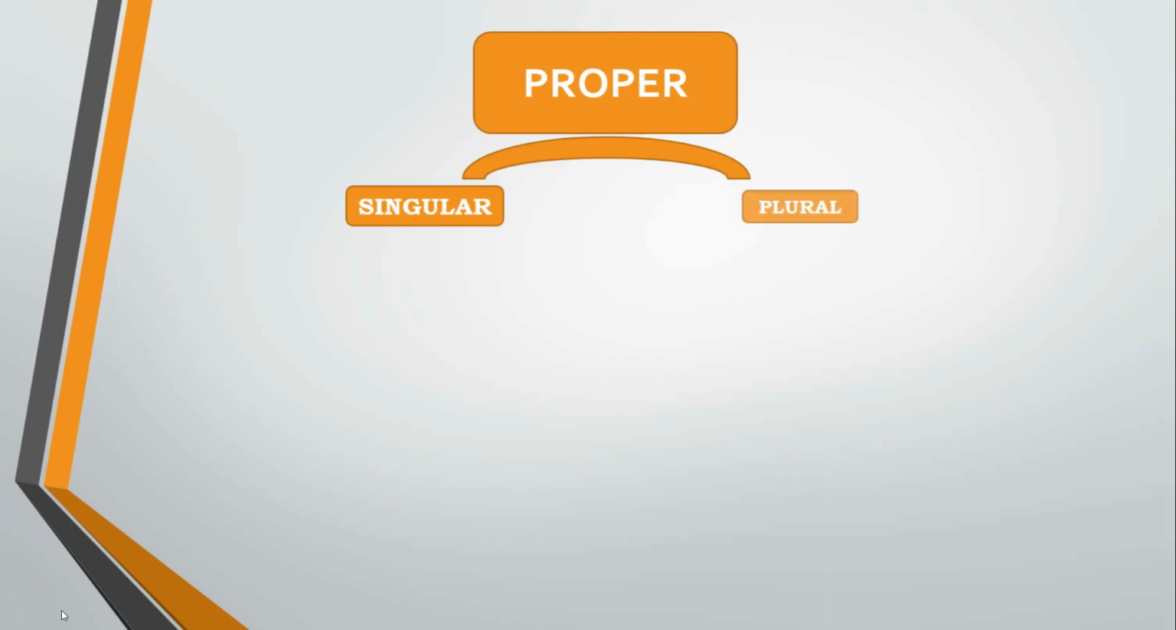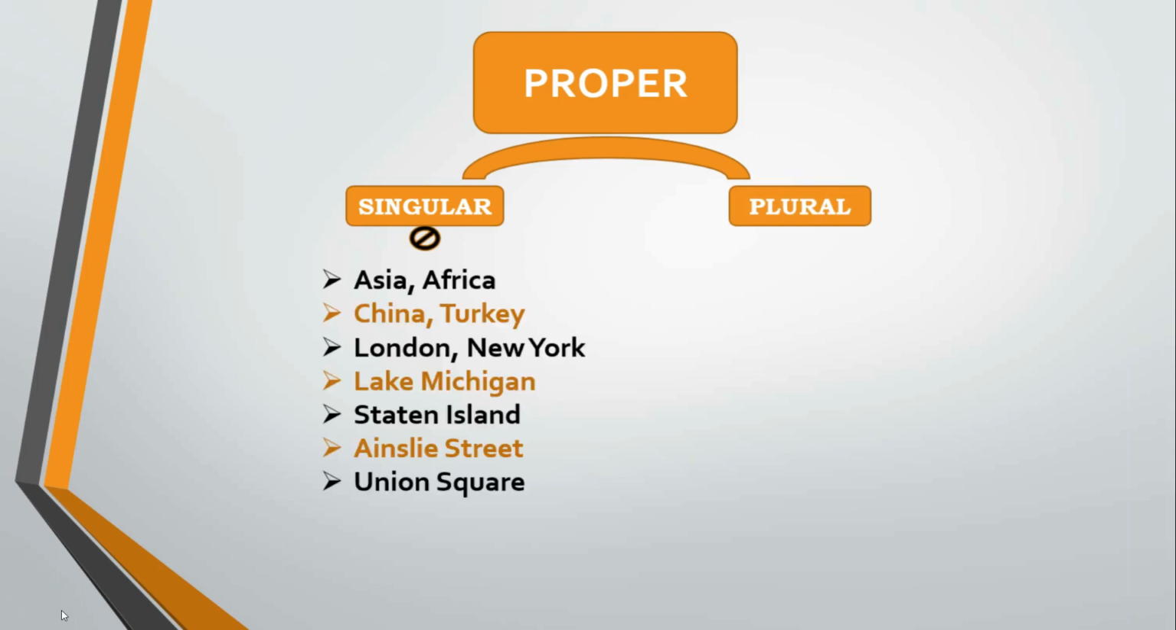Let's unfold the proper nouns first. They can be either singular or plural. If the proper noun is singular, often it will not have any kind of article in front. So let's look at our examples. If we are talking about the continents, Asia or Africa, we will not put the definite article or any kind of article before this noun.